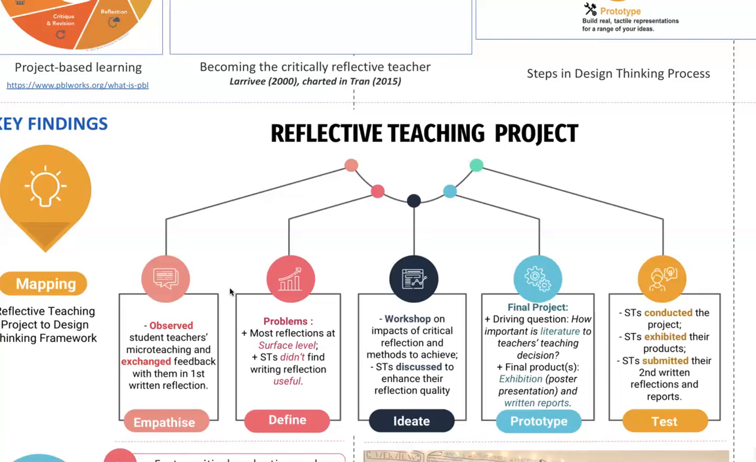Now, for the driving question here, we chose to discuss the importance of literature because this is one very important step for the student to push their level of reflection up, because at pedagogical level of reflection and reflective level of reflection, they must be able to utilize literature to support their teaching. And the final products that the teacher and the students have agreed upon were an exhibition in which the student would conduct poster presentation, and they would also have to submit their written reports.